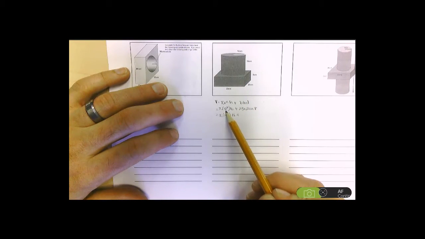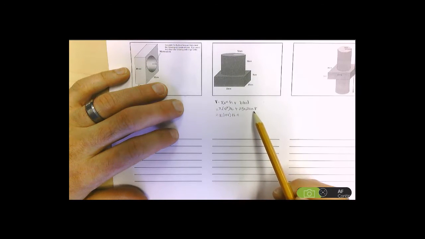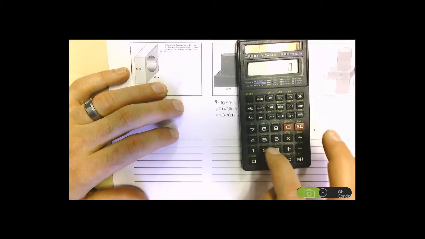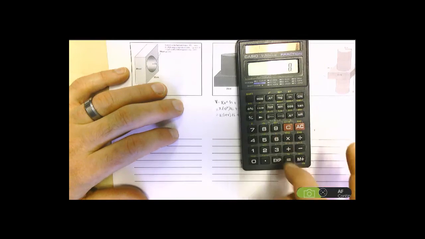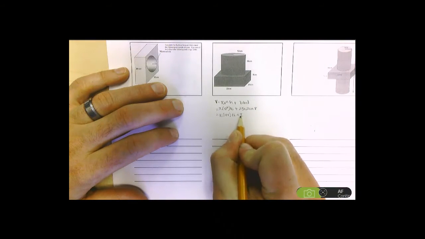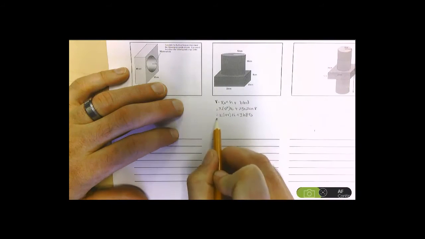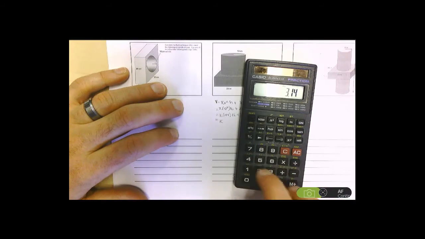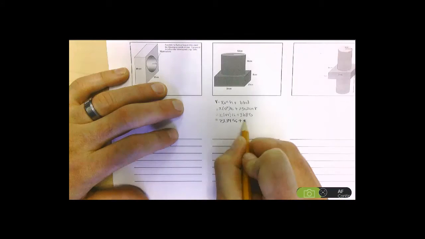So we have pi times 12 squared times 16 plus 23 times 20 times 8. It ends up being pi times 144 times 16. Then I'll grab my calculator. For the other part, 23 times 20 times 8 equals 3,680, sorry. Then pi times 144, so 3.14 times 144 times 16 equals 7,234.56.